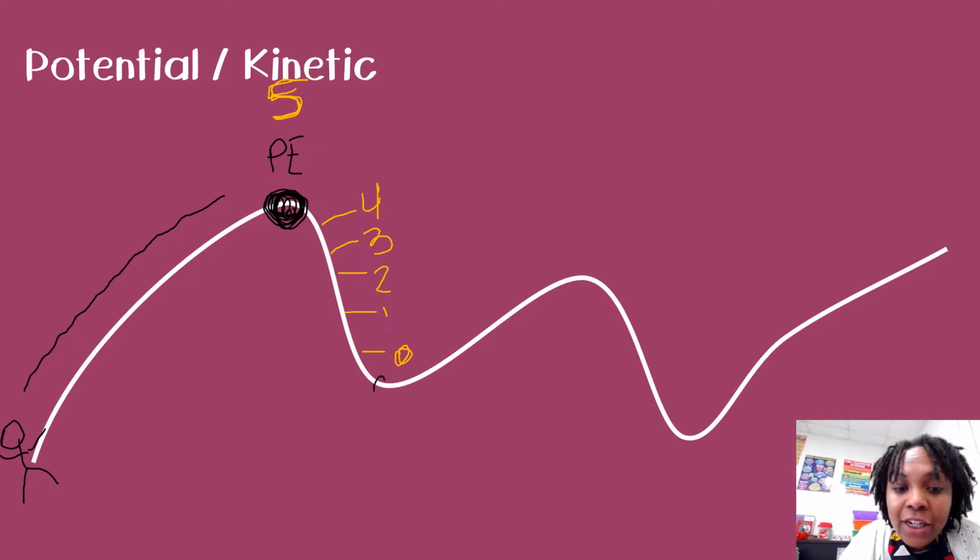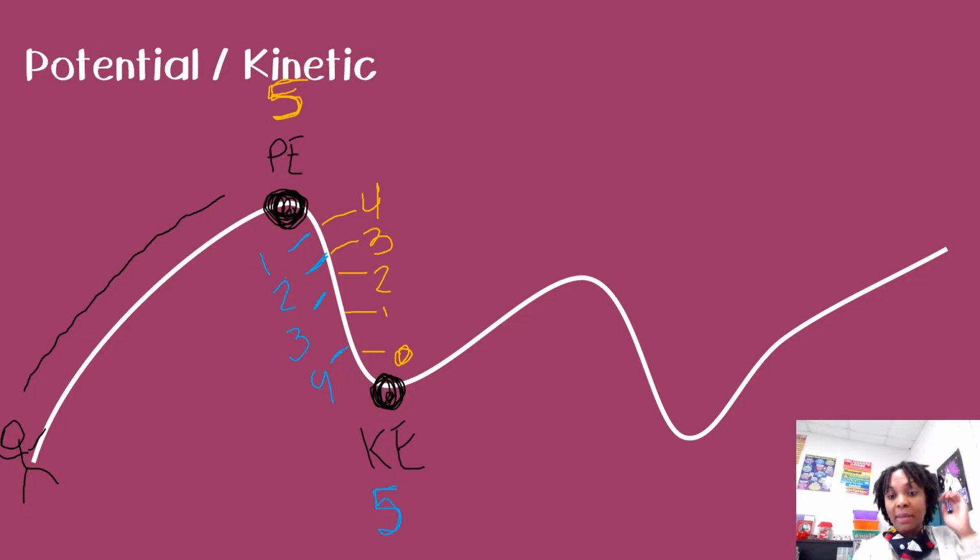My kinetic energy is going to be at its greatest at the bottom. So if I'm labeling my kinetic energy, it is going to be 1, 2, 3, 4, and then at the bottom, my kinetic energy is at its greatest. As I'm going back up, Miss Brown is starting to slow back down because climbing up a mountain is hard.